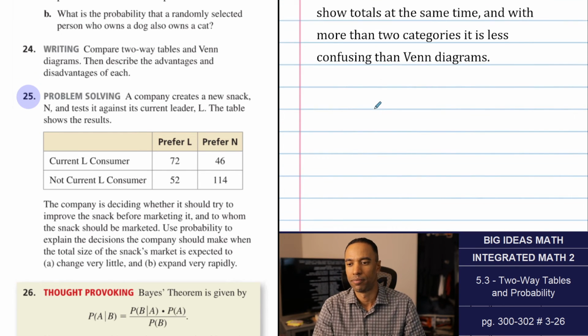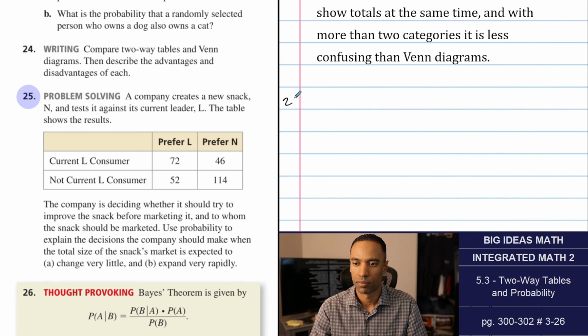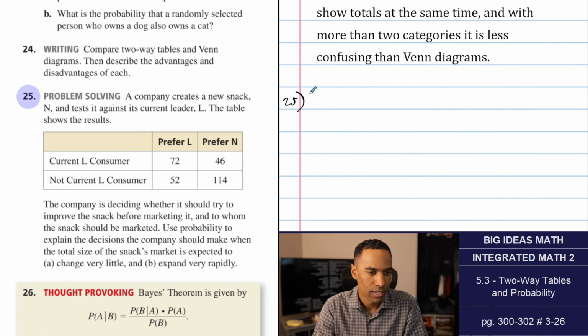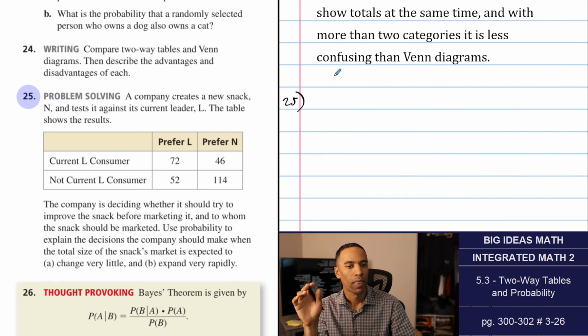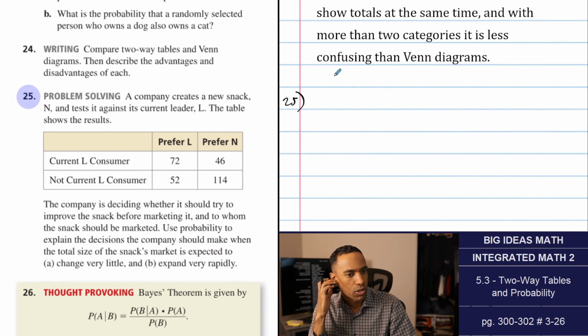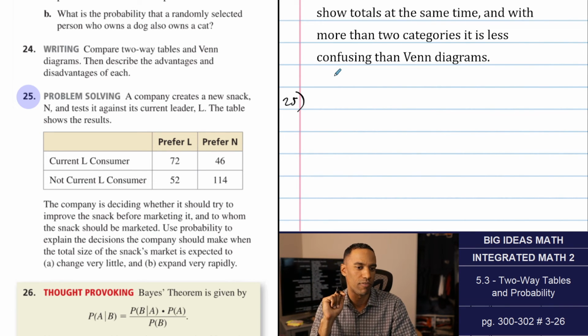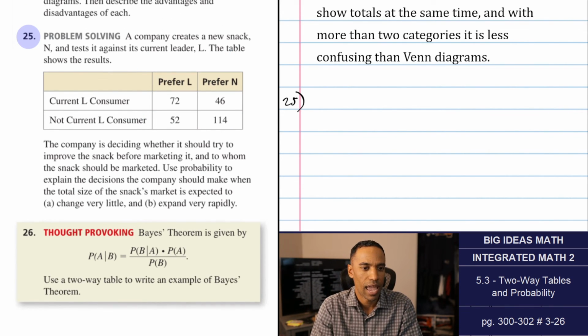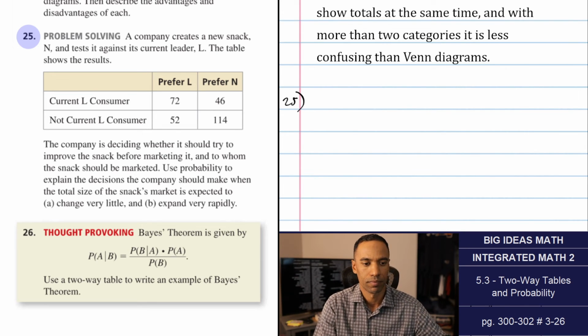Okay, number 25. I have two more questions. Number 25. A company creates a new snack, N, and tests it against its current leader, L. Oh, N for new. L for leader. The table shows the results. Current L consumer prefers L. 72 prefer L and 46 prefer N. Not a current L consumer, 52. Okay, I gotcha. The company is deciding whether it should try to improve the snack before marketing it, and to whom the snack should be marketed.